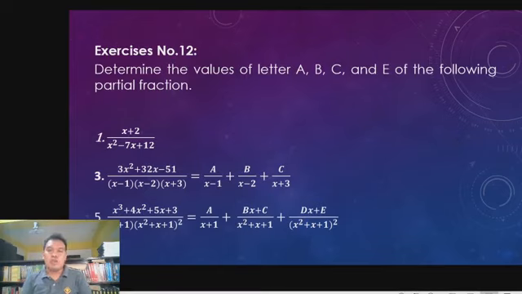So, exercise number 12, determine the values of letters A, B, C, and E of the following partial fractions. So, yun nga, we have number 1. Number 1 is x plus 2 all over x squared minus 7x plus 12. Okay.